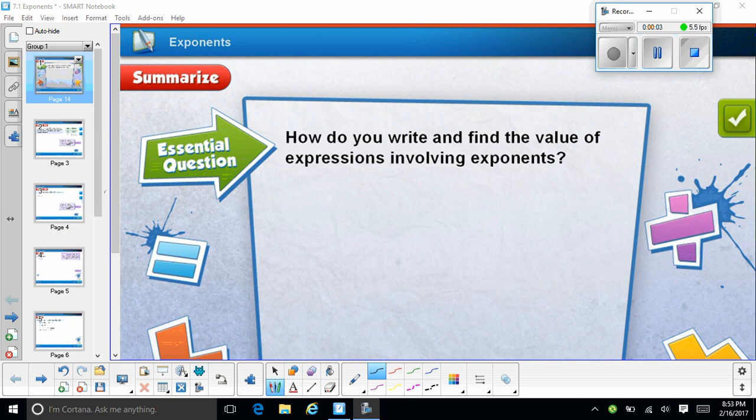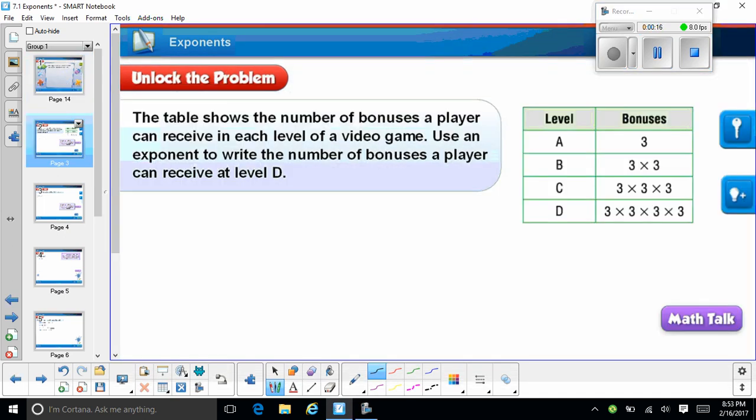Lesson 7.1, Exponents. In today's lesson, we're going to discuss how we can write and find the value of expressions involving exponents. So let's go ahead and get started. There are many different ways that you may be asked to work with exponents. And so in this video, we're going to review the different ways.